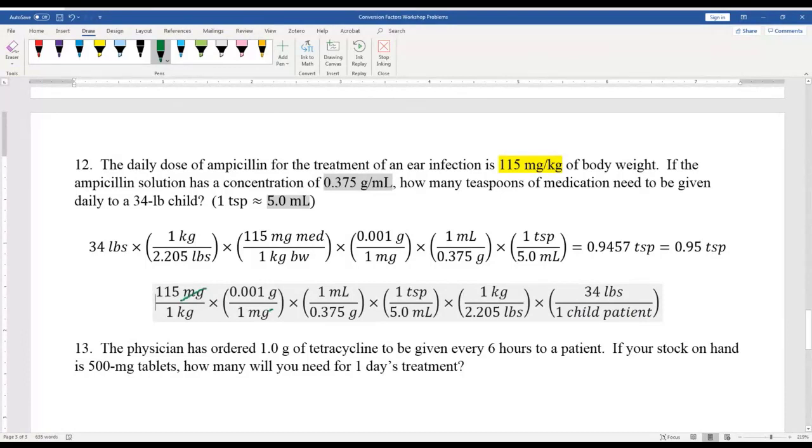So milligrams cancels out with milligrams. Grams of medicine cancels out grams of medicine. Milliliters cancels out with milliliters. And I'm left with teaspoons. This is what I want. Teaspoons.